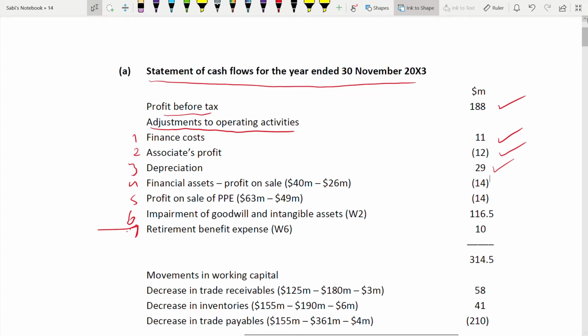On the financial asset, the profit on the sale you need to deduct, because profit you deduct, expenses you add. What you are doing is basically changing the profit before tax into a cash figure. That's why the non-cash expenses you are adding back, and non-cash income you are deducting. That's what you are doing, that's why all these adjustments. So financial asset 40 minus 26, they have shown how they have got that profit. Okay, we'll see.